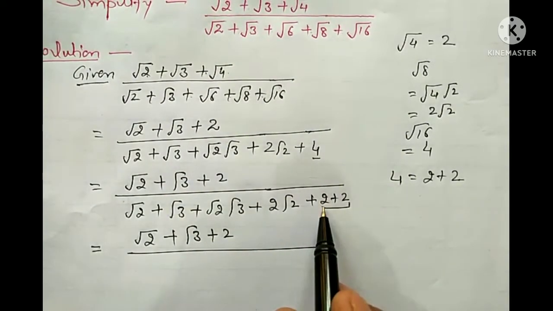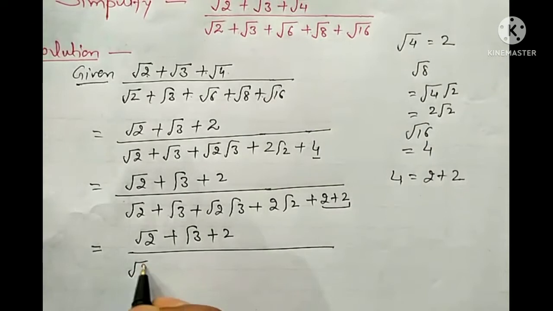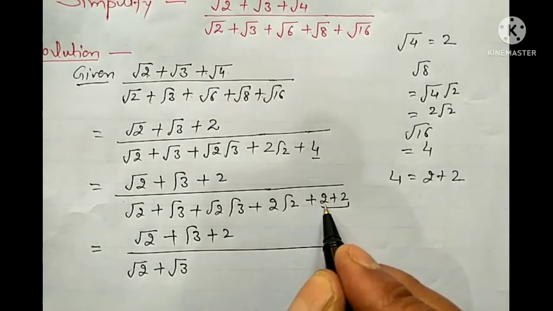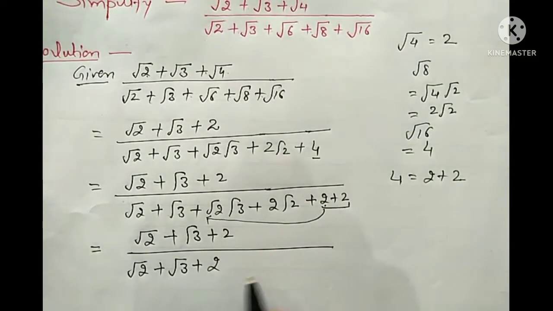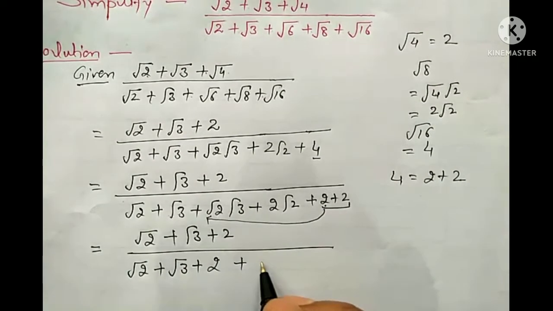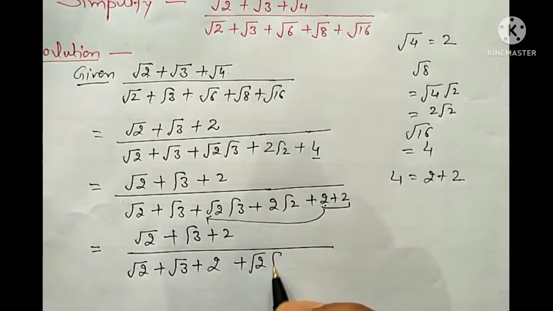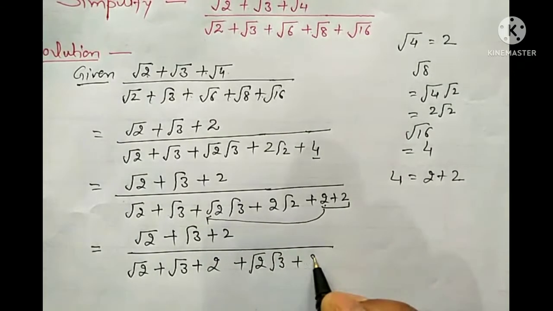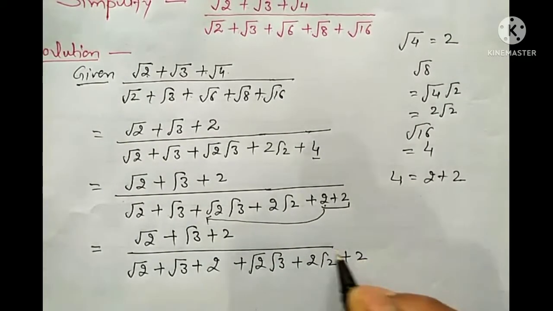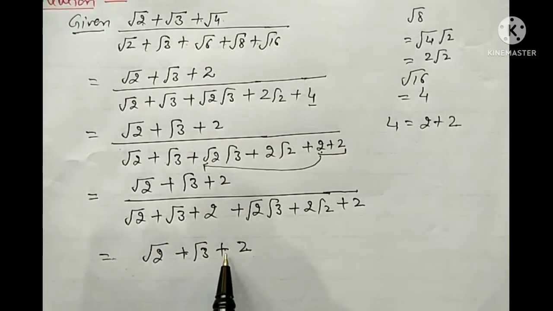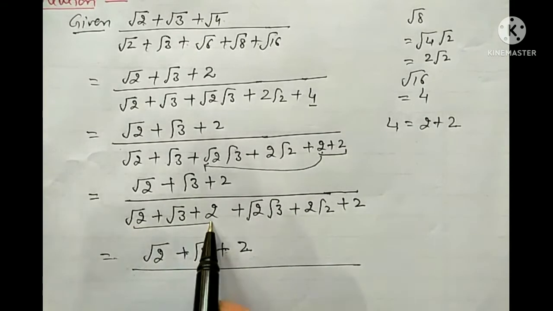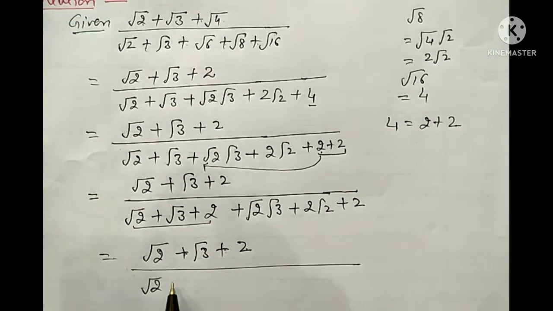Now rearrange this denominator, we get root 2 plus square root of 3 plus 2, then plus root 2 multiplied by root 3 plus 2 root 2 plus 2, and this is equal to square root of 2 plus square root of 3 plus 2 over, here this is the same, square root of 2 plus square root of 3 plus 2.